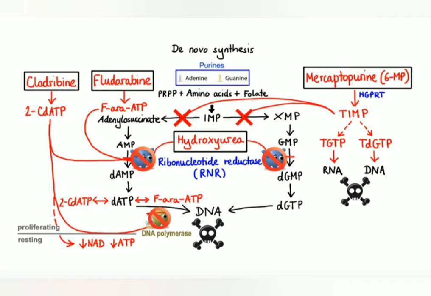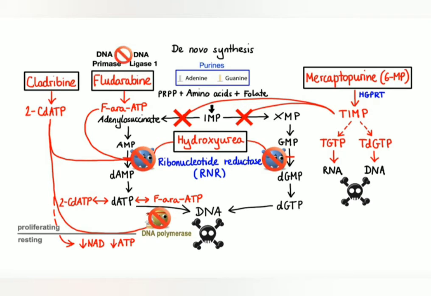Lastly, F-ARA-ATP inhibits two additional enzymes that are crucial for DNA synthesis, that is, DNA primase, an enzyme that synthesizes short RNA sequences called primers, which serve as a starting point for DNA synthesis, and DNA ligase 1, an enzyme required for joining of short DNA fragments to create the lagging strand during DNA replication.